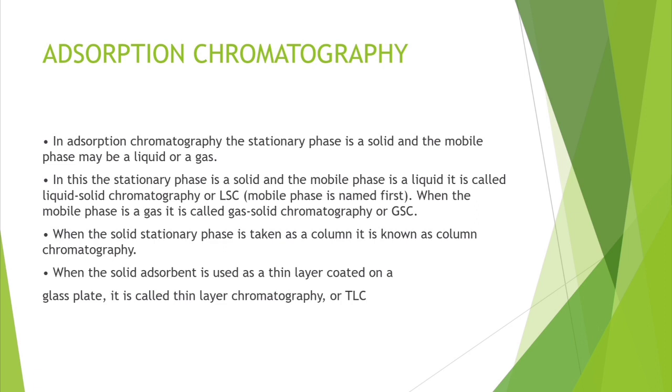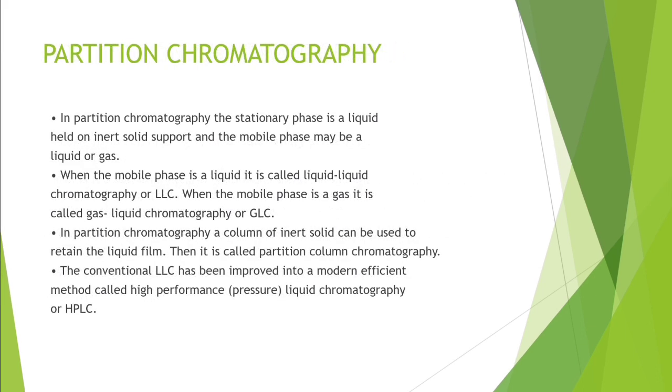When the solid stationary phase is taken as a column, it is known as column chromatography. When the solid adsorbent is used as a thin layer coated on a glass plate, it is called thin layer chromatography or TLC. Partition chromatography. In partition chromatography, the stationary phase is a liquid held on an inert solid support and the mobile phase may be a liquid or gas. When the mobile phase is a liquid, it is called liquid-liquid chromatography or LLC. When the mobile phase is a gas, it is called gas-liquid chromatography or GLC.